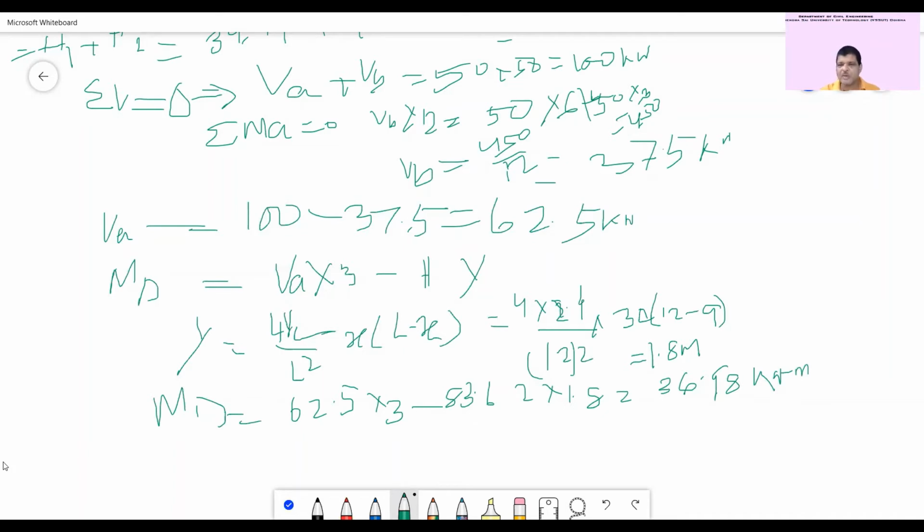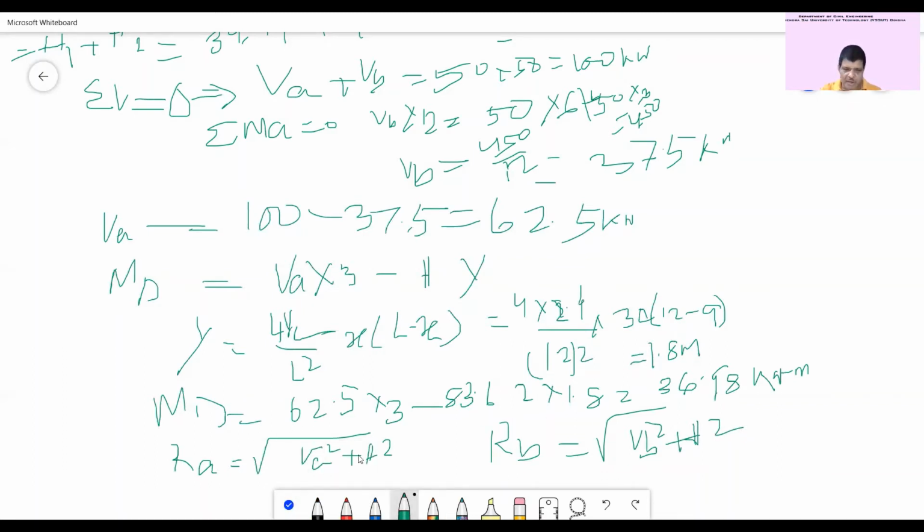Now if you want to find the resultant reactions, the resultant reaction can be calculated simply by RA is equal to square root of VA square plus H square. VA is already given, 62.5 square, plus H square, where H is 83.62 square. Similarly, you can calculate RB, the reaction at B. That will be VB square plus H square. VB we have already calculated, 37.5 square plus 83.62 square. You can calculate the value.